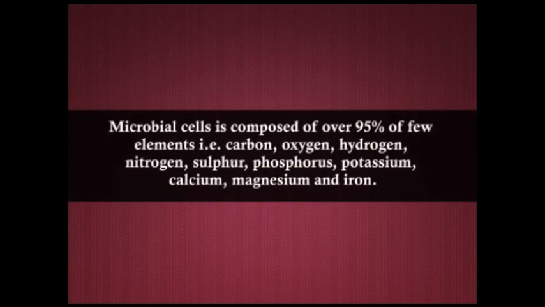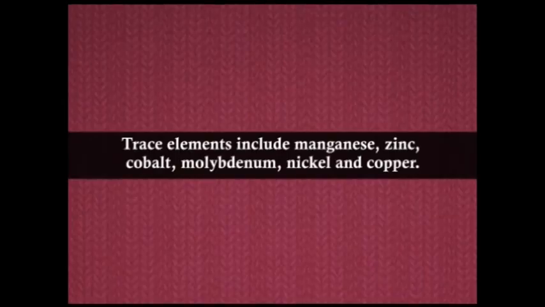Microbial cells are composed of over 95% of a few elements, that is carbon, oxygen, hydrogen, nitrogen, sulfur, phosphorus, potassium, calcium, magnesium and iron. These are termed macroelements or macronutrients because they are required by the microorganism in very large amounts, while all microorganisms also require microelements or micronutrients, which are required in very small amounts and are known as trace elements. These trace elements include manganese, zinc, cobalt, molybdenum, nickel and copper.